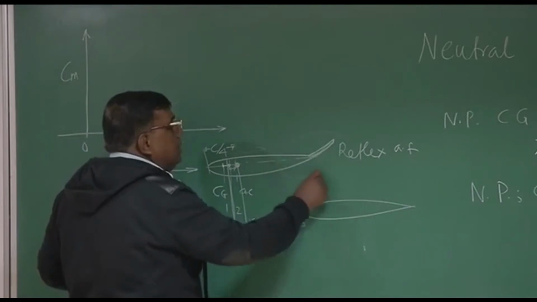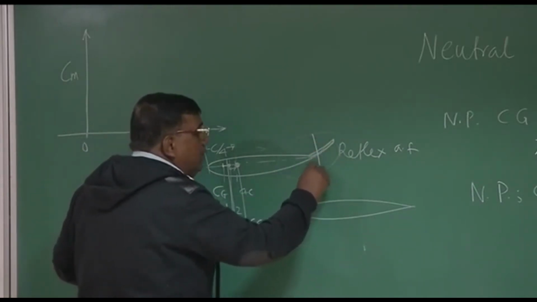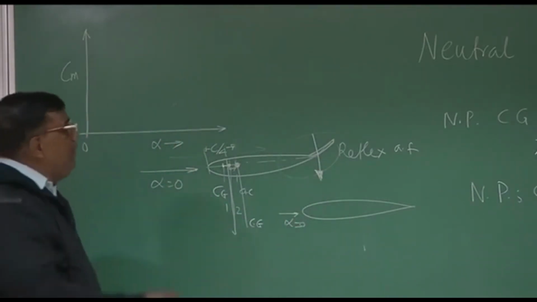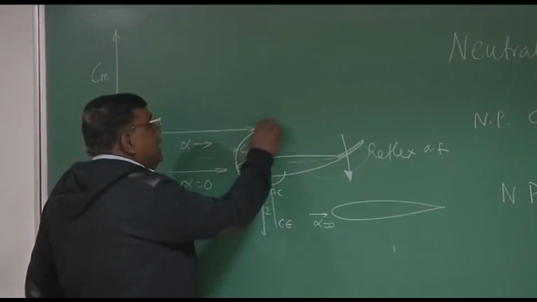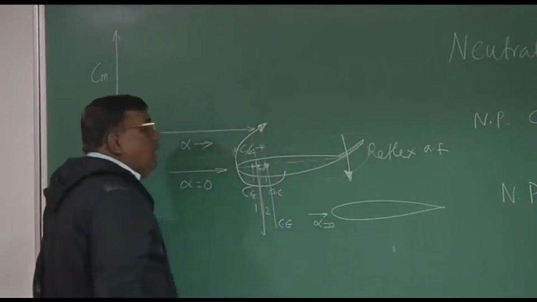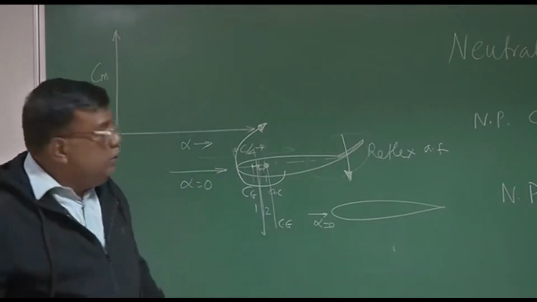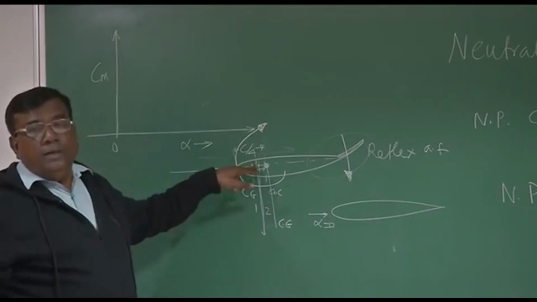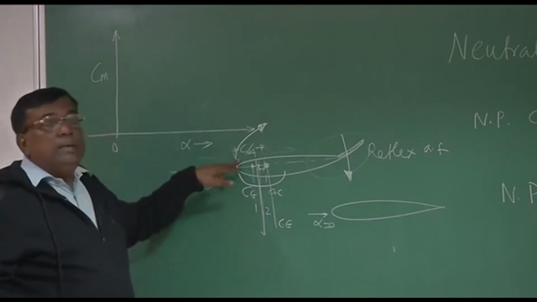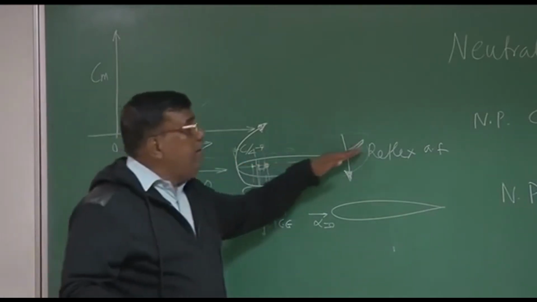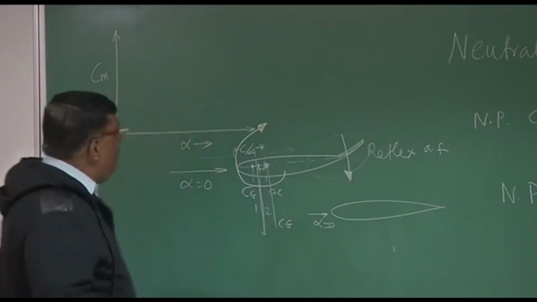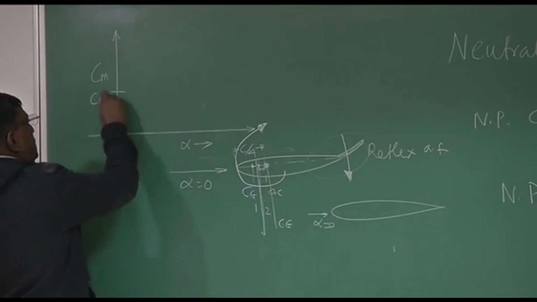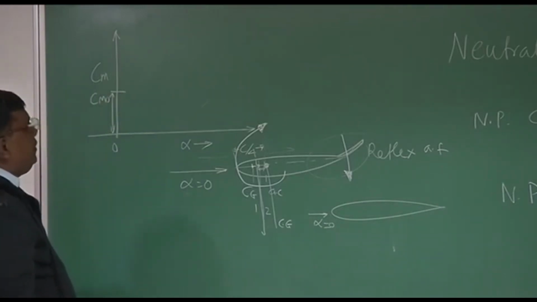Because of this portion, there will be a force generated even at alpha equal to 0, which will in turn give a moment like this about CG, and which is a positive moment. So this tells me that at alpha equal to 0, there will be a positive pitching moment. So I can tell at alpha equal to 0, there is a positive pitching moment coefficient as long as it is a reflex aerofoil. Clear? So if I draw it, at alpha equal to 0, there is some Cm naught. Okay?